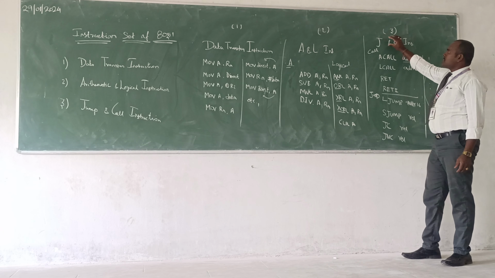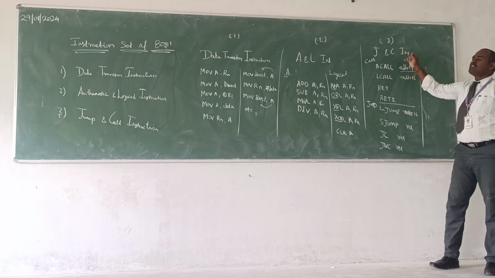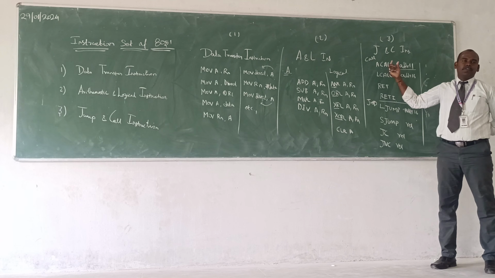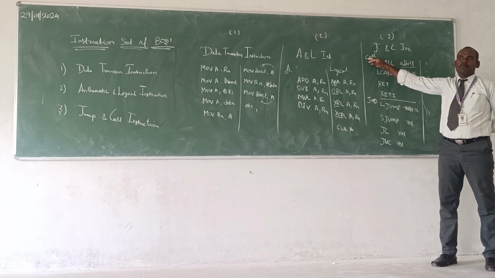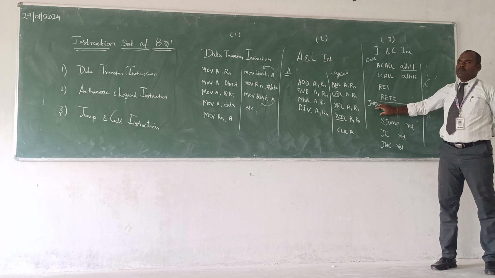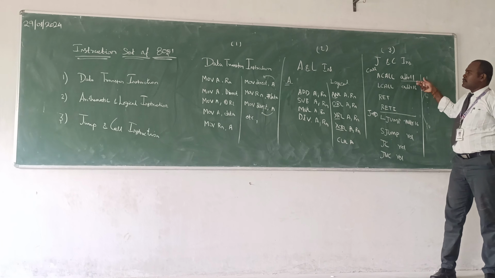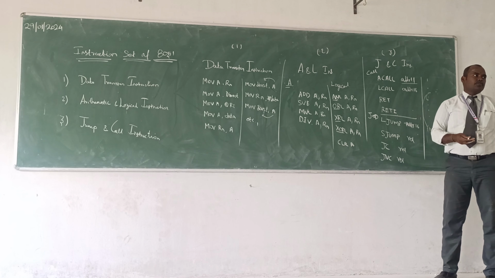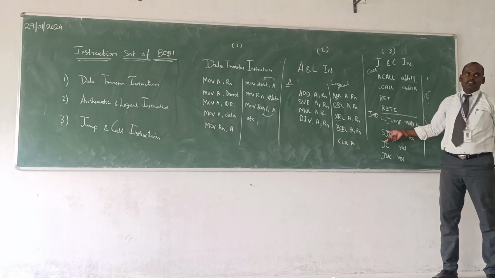Then the last category, the jump and call instructions. If you want to call a specific line, you use the call instruction. If you want to skip some lines, you use the jump instruction. A jump lets you go from one location to another. You may have thousands or 2000 lines of coding, and if you want to skip some lines, you can use the jump instruction.